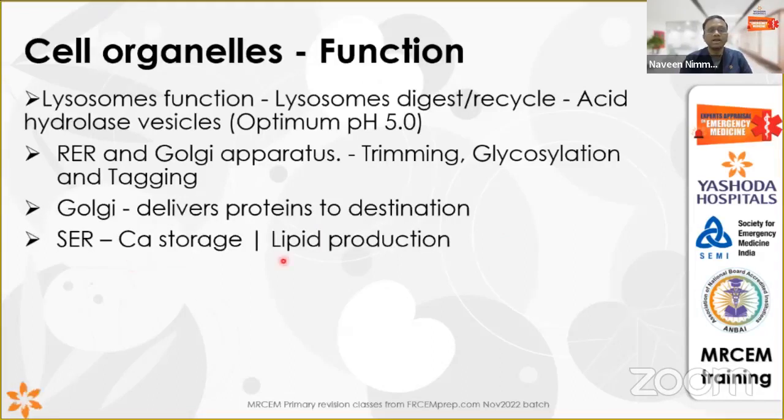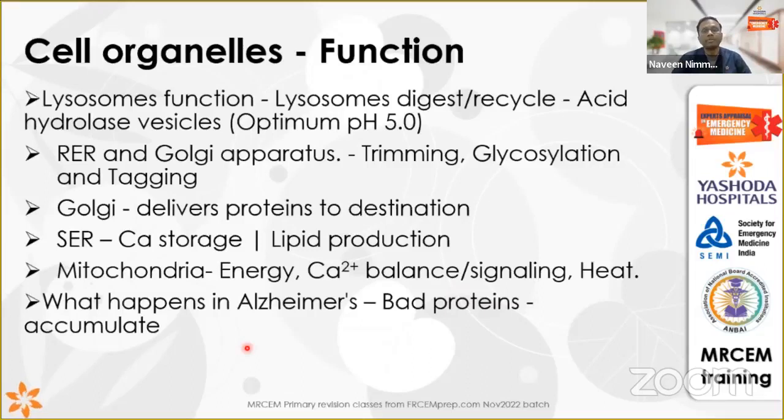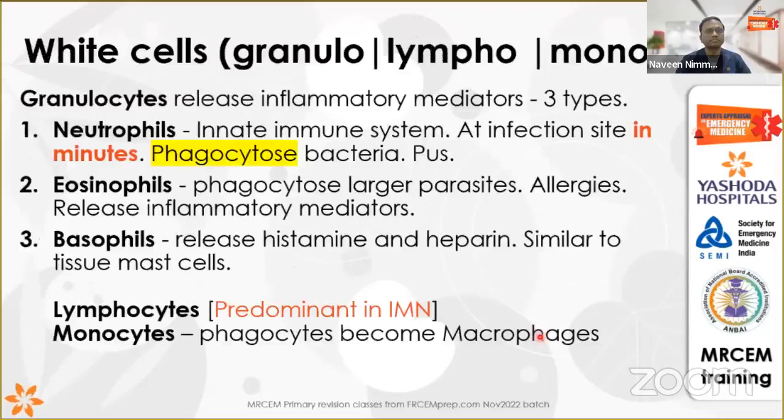So there are three kinds of white cells: granulocytes, lymphocytes, and monocytes. In granulocytes, again, you have three types: neutrophils, which reach the infection site within minutes. So this is again repeatedly asked: which kind of cell reaches the site immediately after an infection? Phagocytosis is how they function; they phagocytose the bacteria. Eosinophils are mostly concerned with allergies and large parasites. Basophils release histamine and heparin, similar to the tissue mast cells.